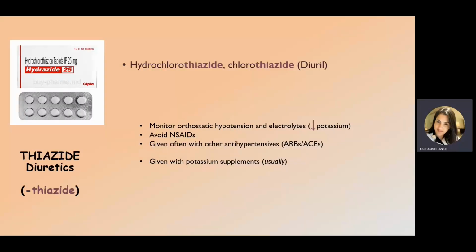Let's look at thiazides, and these end in thiazide. So that's how you're going to recognize them. They end in thiazide. And most common is hydrochlorothiazide or chlorothiazide. Again, they lower potassium, they lower blood pressure, and you want to give them with supplements of potassium and potassium-rich foods. And they're encouraged not to take them with NSAID products as well.